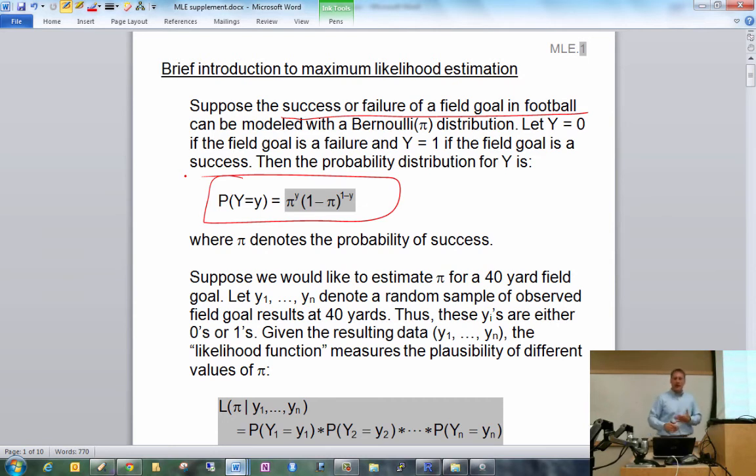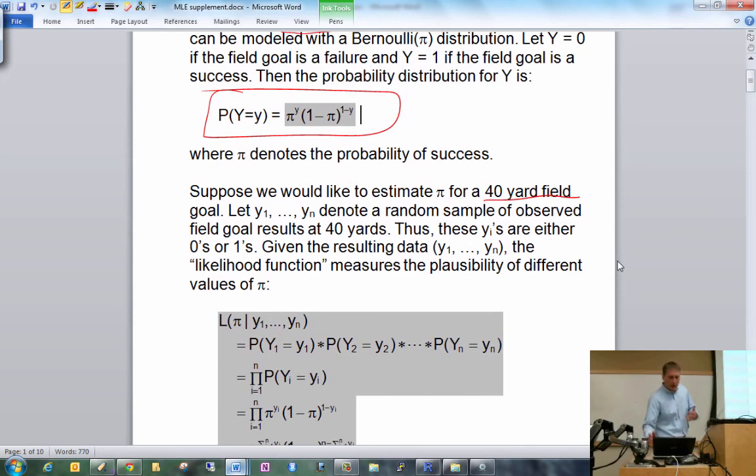Also, to put this into context, suppose that we're interested in just 40-yard field goals. So maybe we'll go out to Memorial Stadium and take a sample of size n. I want to take a sample size of n of field goals in Memorial Stadium. Do you mind if I go out there with your place kicker?